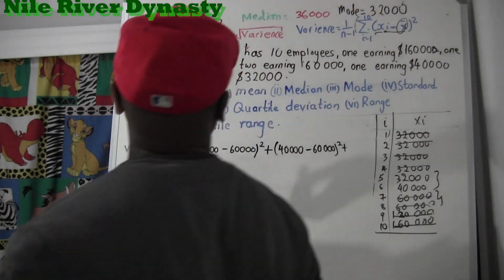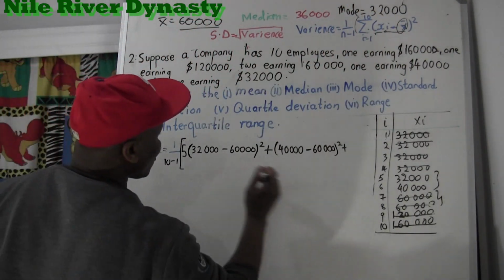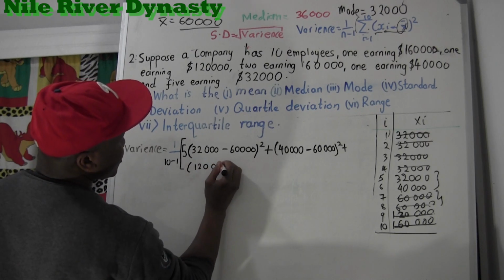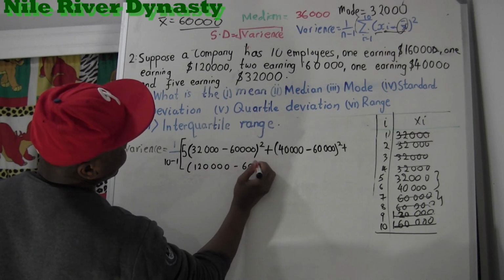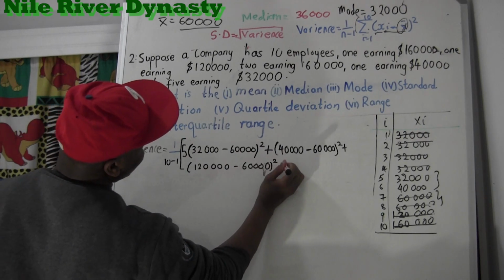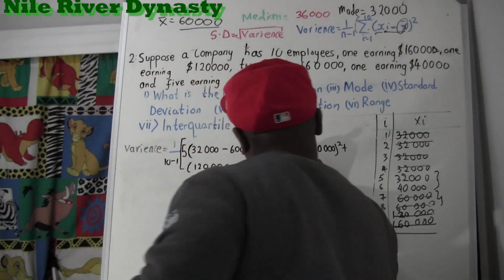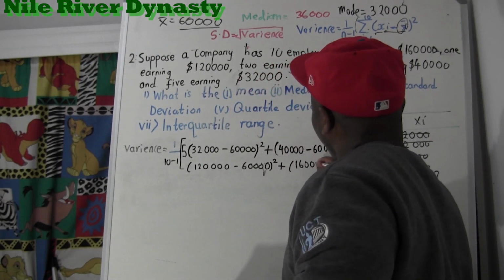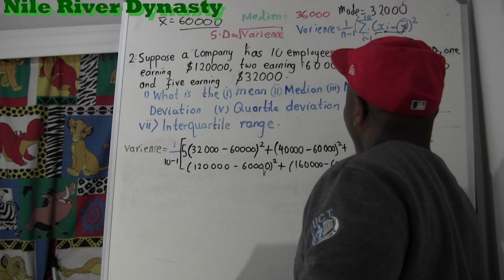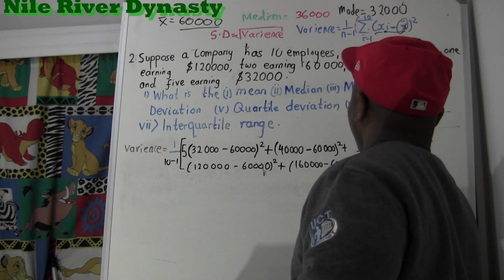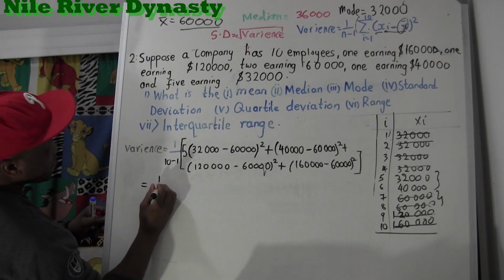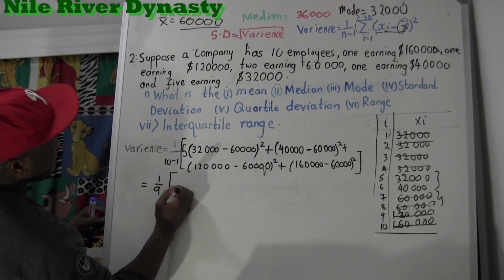Now I'll go for the last one. For the last one, I have 120, 1, 2, 3, minus 1 more 0, square, and then now we go for 160. Okay, now minus by 1, 2, 3, 4. Okay, so variance equals 10 minus 1 equals 9, and then you plug this in the calculator.